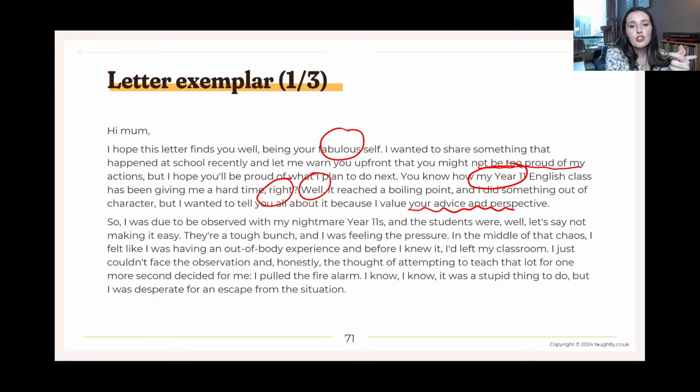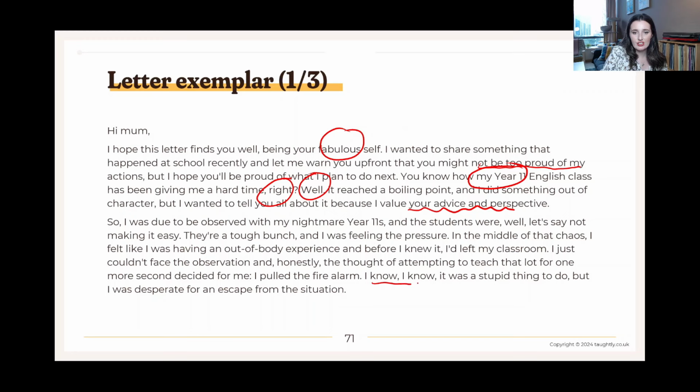So, I was due to be observed with my nightmare year 11s, and the students were, well, let's say not making it easy. They're a tough bunch, and I was feeling the pressure. In the middle of that chaos, I felt like I was having an out-of-body experience, and before I knew it, I'd left my classroom. I just couldn't face the observation, and honestly, the thought of attempting to teach that lot for one more second decided it for me. I pulled the fire alarm. I know, it was a stupid thing to do, but I was desperate for an escape from the situation.